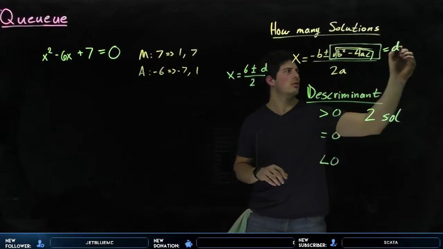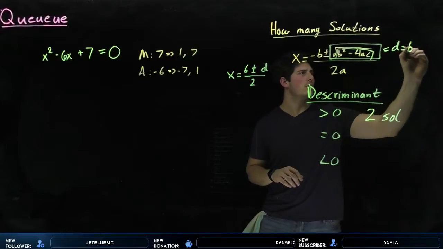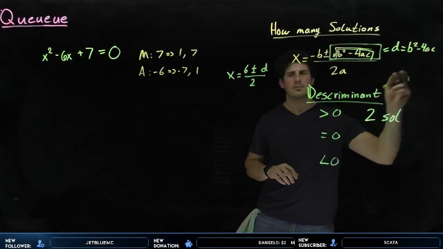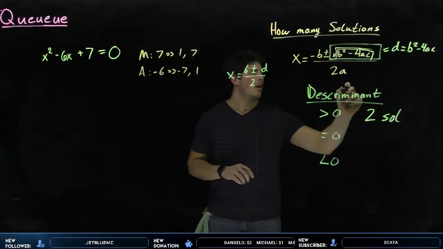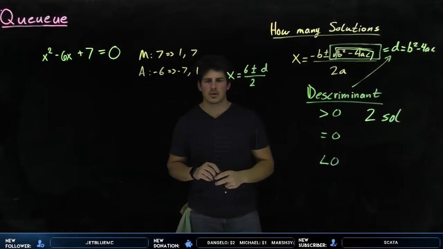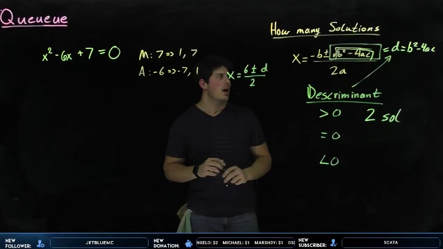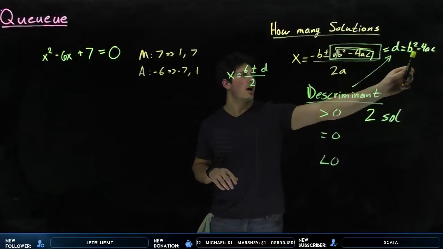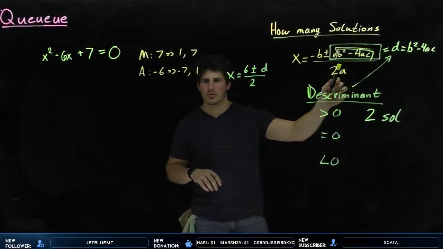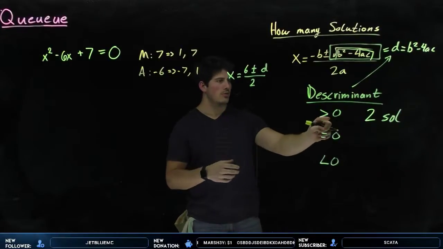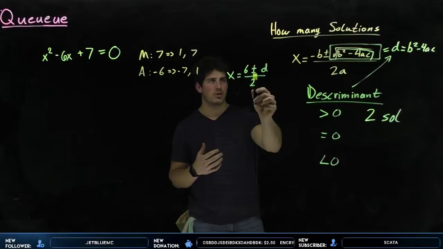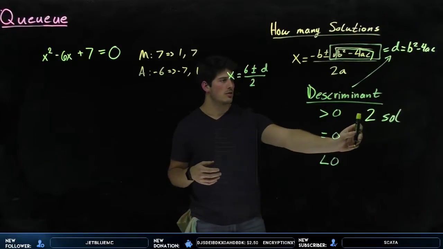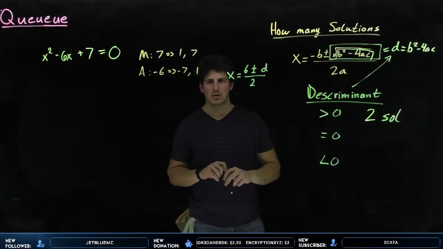Right, so I have room there. b squared minus 4ac. Good. If there's enough arrows, if there's not, let me know. So if this is positive, I can take the square root, right? It's a square root of a positive number, so I'm going to get a plus or minus a value, which is what we have here, plus or minus some value. It's greater than zero, so it's two positive solutions.